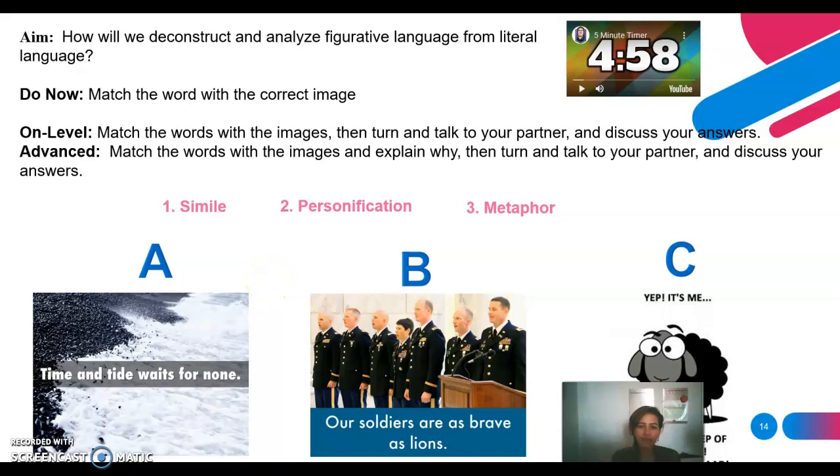Okay, today we will be learning about figurative language. Today you will deconstruct and analyze figurative language from literal language. Okay, so you will match the word with the correct image. If you're on level, you will match the words with the images, then turn and talk to your partner and discuss your answers. If you're on advanced level, you will match the words with the images and explain why. Then turn and talk to your partner and discuss your answers.